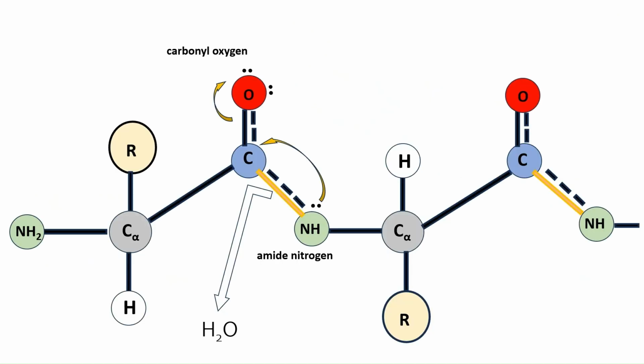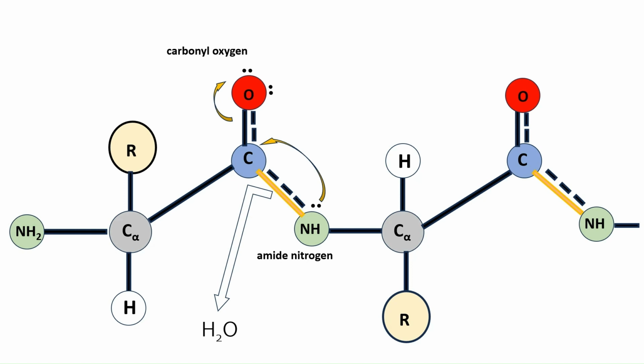In the polypeptide chain, the peptide bond is formed between the alpha amino group of one of the two amino acids and the alpha carboxylic group of the other. So during peptide bond formation, one molecule of water is released. This is called a dehydration reaction.